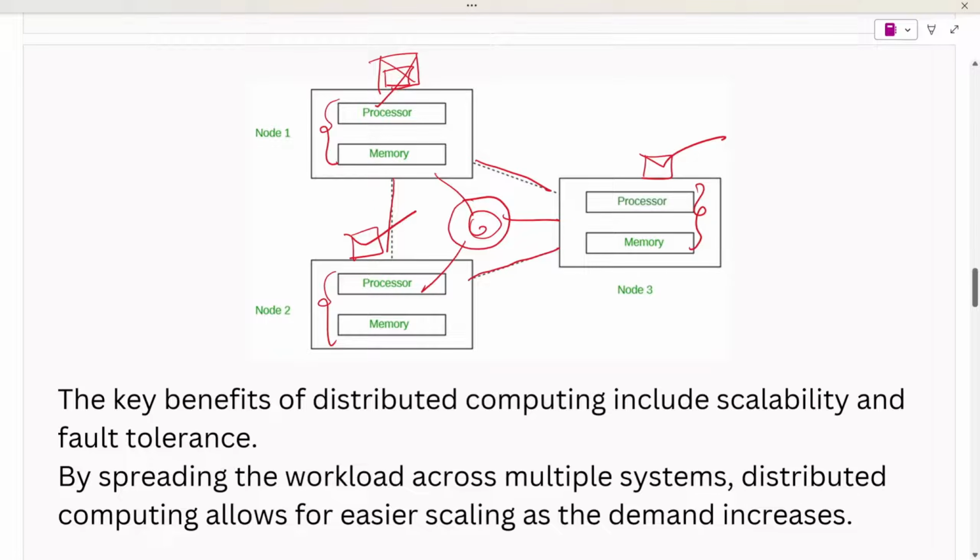The key benefits of distributed computing include scalability and fault tolerance. By spreading the workload across multiple systems, distributed computing allows for easier scaling as the demand increases. Additionally, because the system is decentralized, there are fewer chances of failure. If one machine goes down, another takes over its workload, ensuring continuous operations. So there is no pause or stop in the operations. If one computer fails, another computer will take care of the operations.